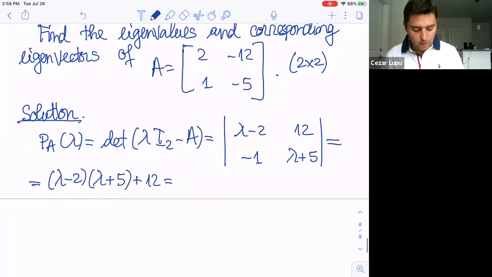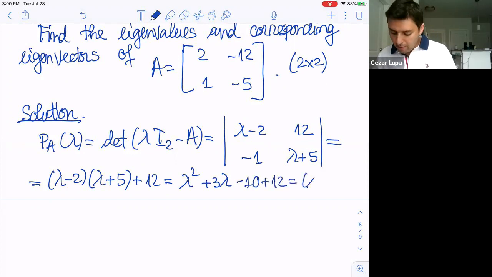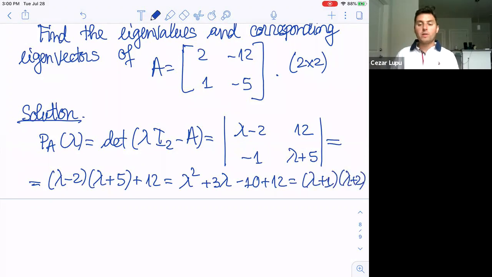So this will give us lambda squared plus 3 lambda minus 10 plus 12. Okay. So this is just lambda plus 1 times lambda plus 2. And now we set this equal to 0, right?